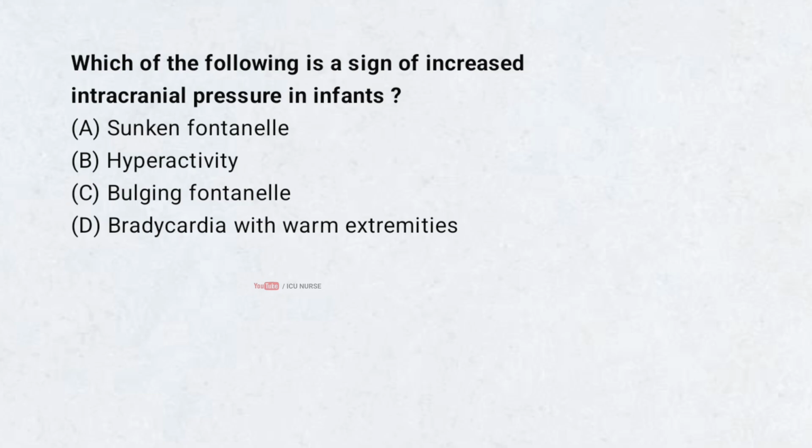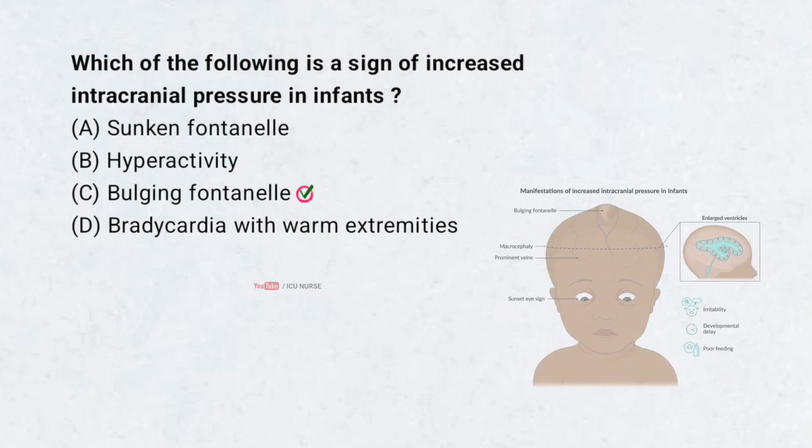Which of the following is a sign of increased intracranial pressure in infants? A. Sunken fontanelle, B. Hyperactivity, C. Bulging fontanelle, D. Bradycardia with warm extremities. Correct answer C. Bulging fontanelle.